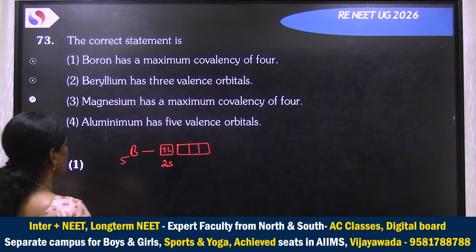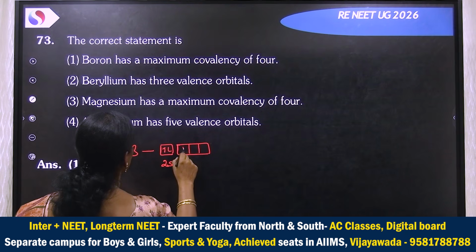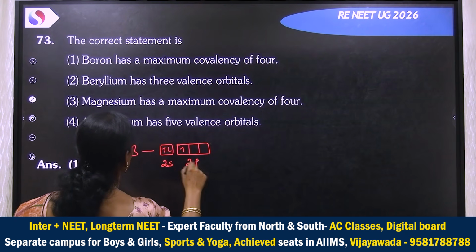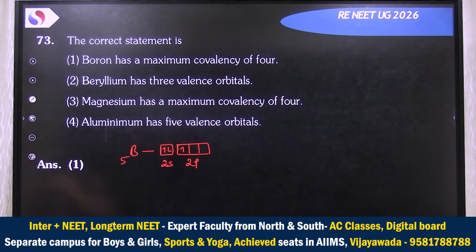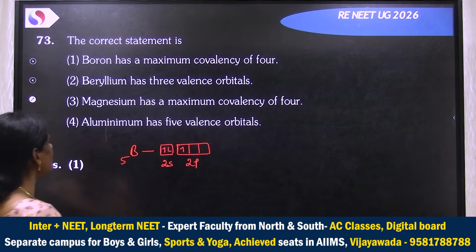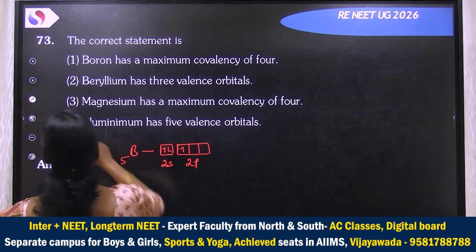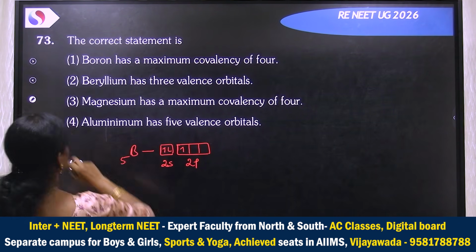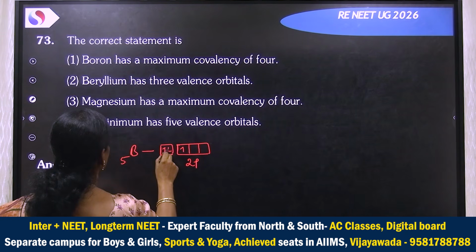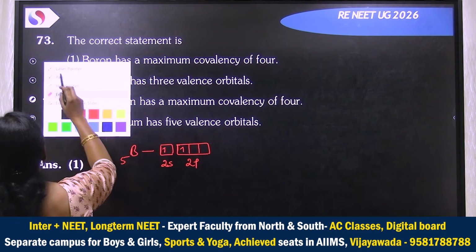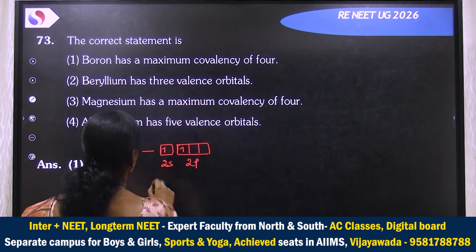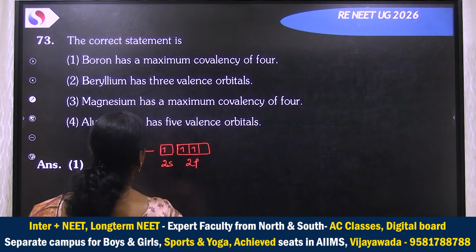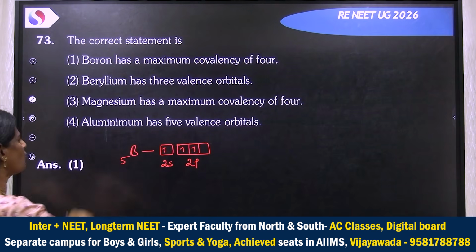Boron is a third group element. So 2s2, 2p1 configuration. 3 valence electrons. But how many covalent bonds can it form? In the excited state, one electron from 2s jumps into 2p orbital. So it can form 3 covalent bonds in normal state.